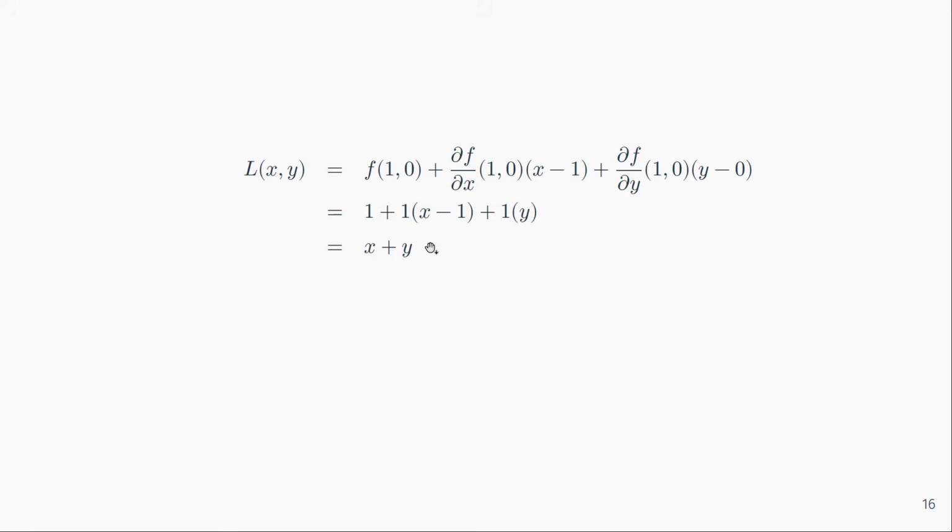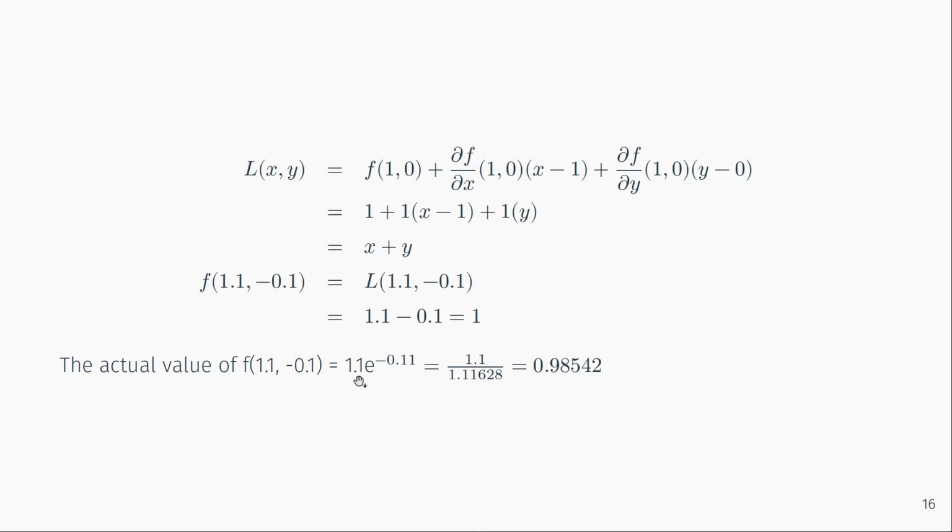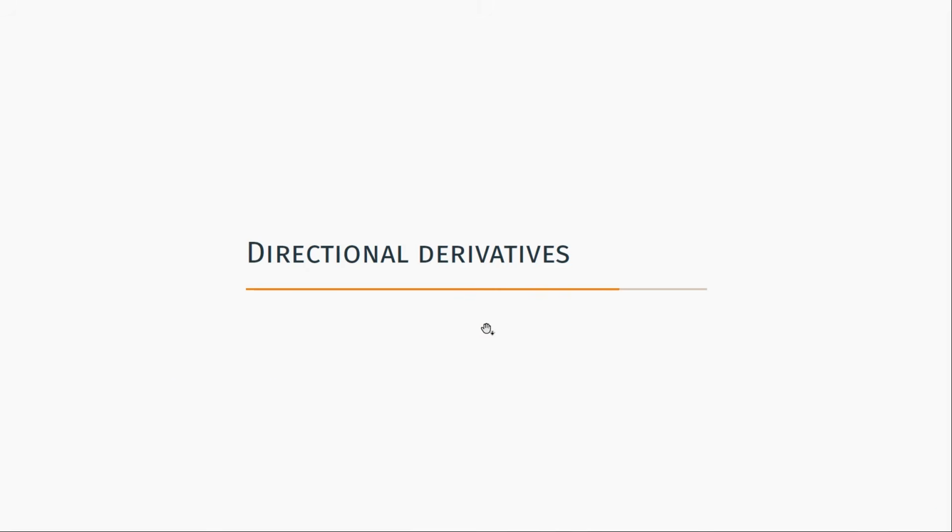So now what we need to compute is f of 1.1 comma minus 0.1. We replace the values in the x plus y equation, and what we get is 1. So this is the approximated value of the function at this point. Now let's see what the exact value of the function is, and we find it to be 0.98542. So there is only a very little gap between the actual and approximated value, which means we were able to approximate decently well by using this equation.